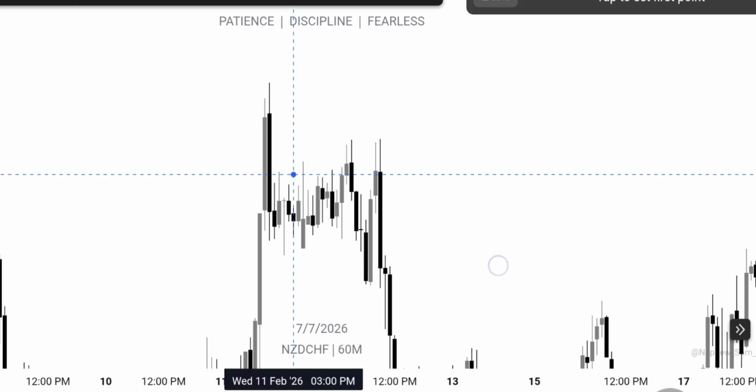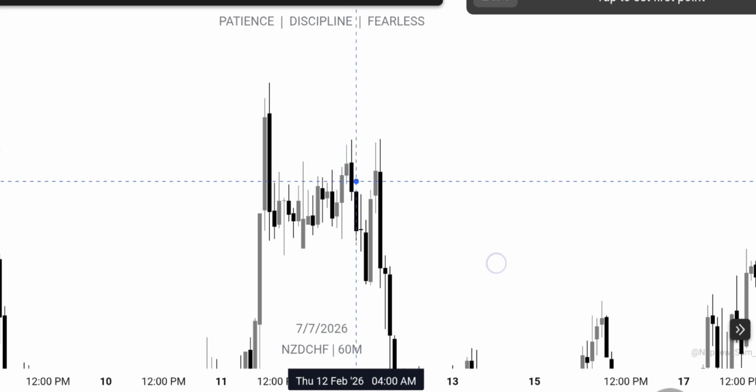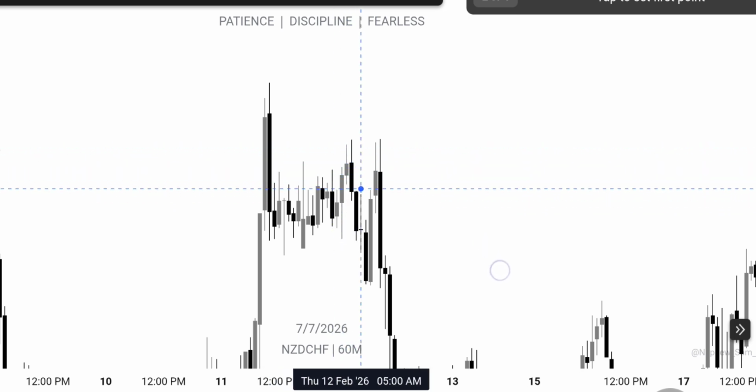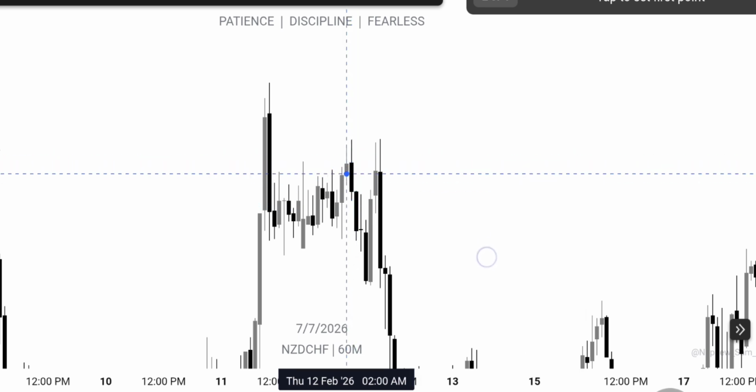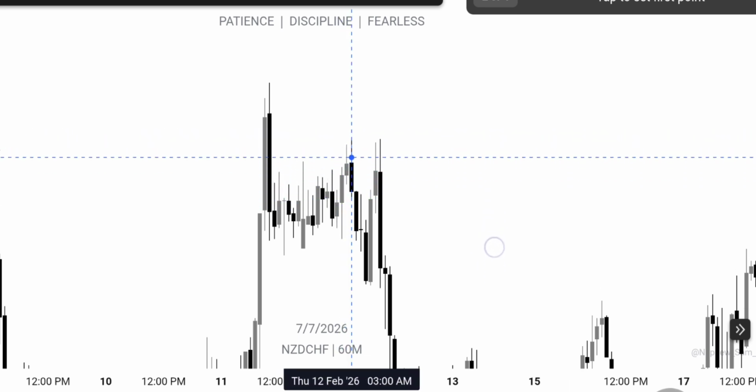Now, this is a classic example of a rejection. Look at this key level. Let me circle it. This key level. That's what we call a classic A-shaped key level because it is formed by a bullish candle first and by a bearish candle. So a bullish candle and a bearish candle forms this A-shaped key level.